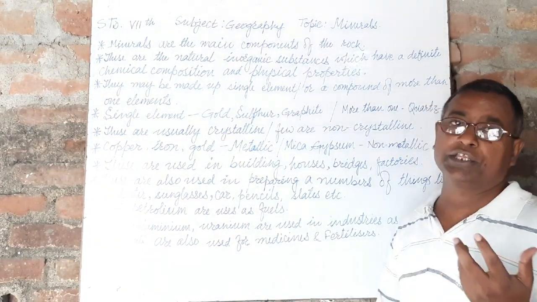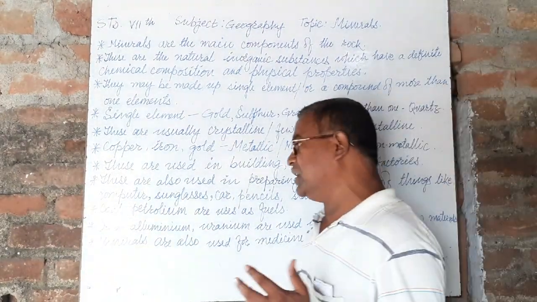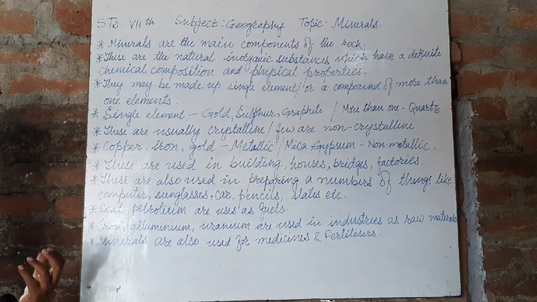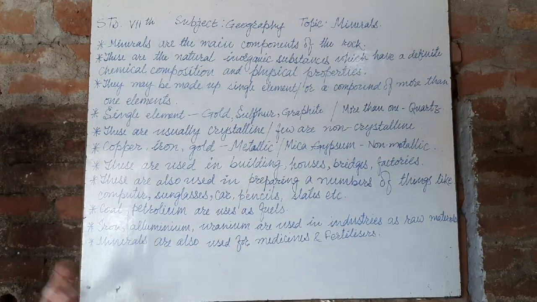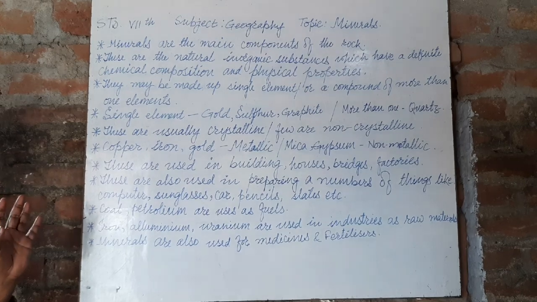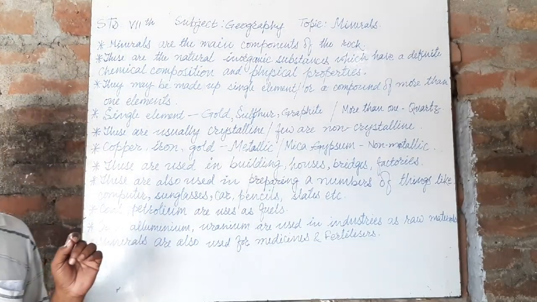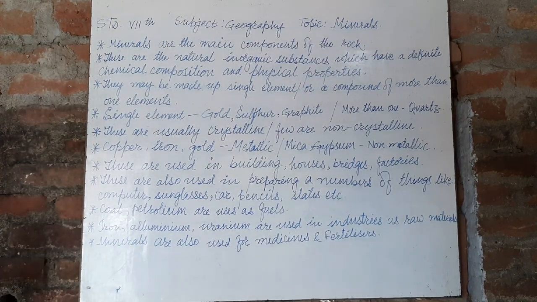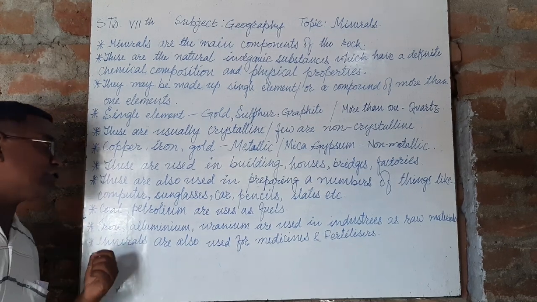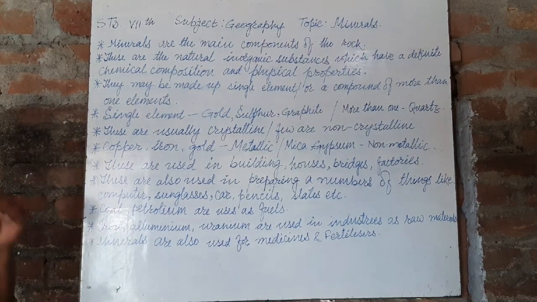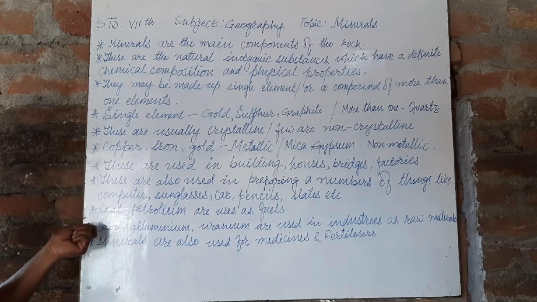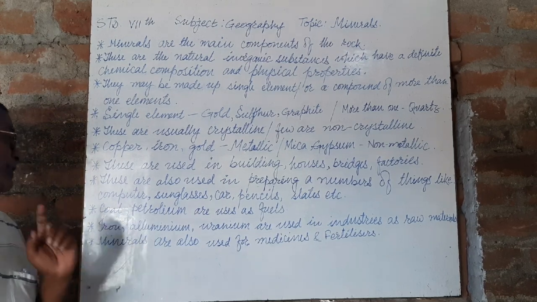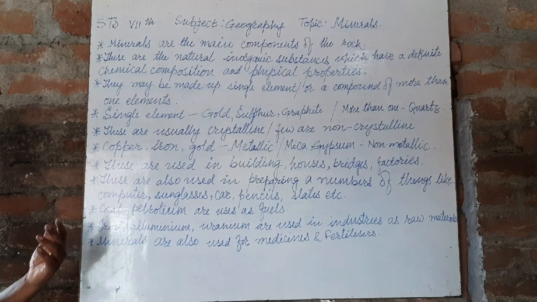Coal is used for generating thermal electricity, while petroleum is used for running vehicles, buses, trucks and many others as fuel. Natural gas is used as a cooking medium and in transportation also. So coal, petroleum and natural gas are examples of energy minerals, and these are used as fuel in our society, in our country.